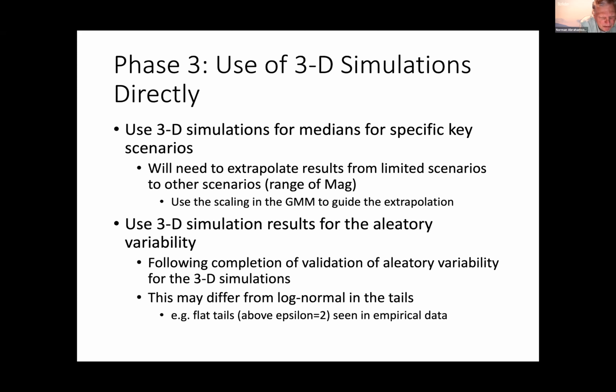And this may differ from log normal in the tails. I know Brendan had talked about trying to get the simulations to be log normal, and in the middle part of the distribution, I agree with that. But at the tails, there may be differences. We see, for example, fat tail distributions in the empirical data above 2 standard deviations, and it would be good to see if the simulations are also telling us we're deviating from log normal at these really high levels. What does a really rare ground motion look like?